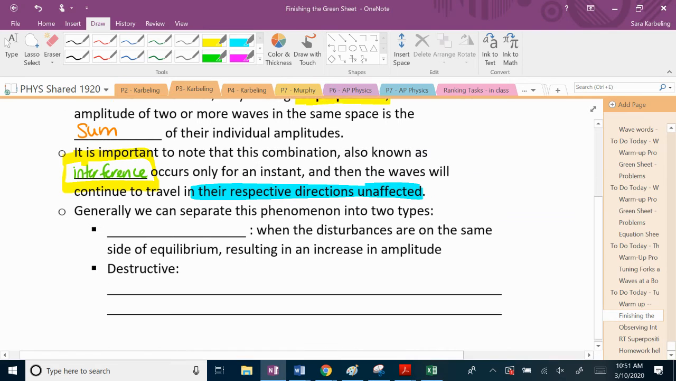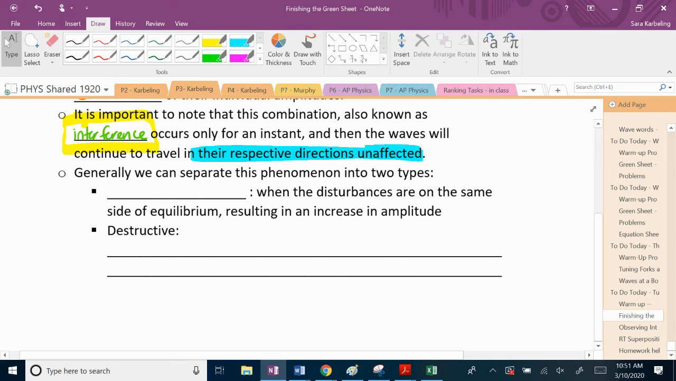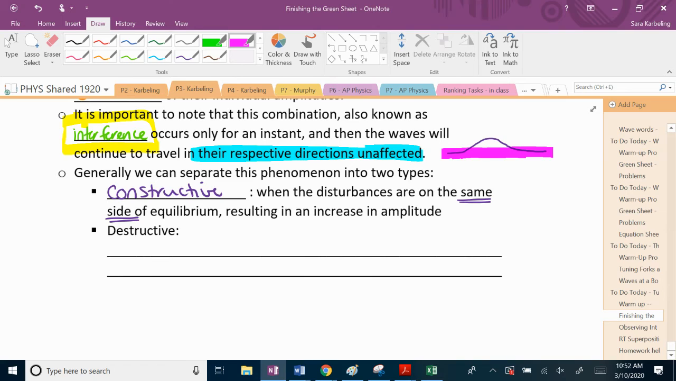All right. We generally can separate this phenomenon, this interference idea, into two types. So there's one that's here and then one that's labeled here. Destructive, and the opposite of destructive, does anybody know what that one is? Constructive, yeah, it is. So constructive interference is when the disturbances are on the same side of equilibrium. Do you guys know what I mean when I say equilibrium? So like if I've got a wave and it's going like this, part right here is equilibrium. That's where the wave wants to be. And this is on, like, I would say, above the equilibrium, okay? So if I've got two waves that are on the same side of equilibrium, it results in an increase in amplitude.